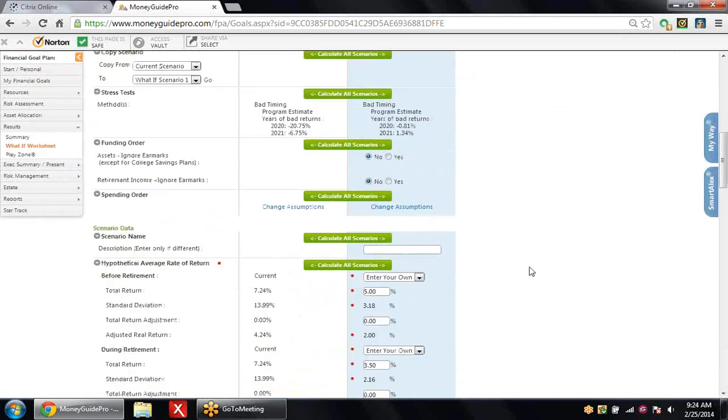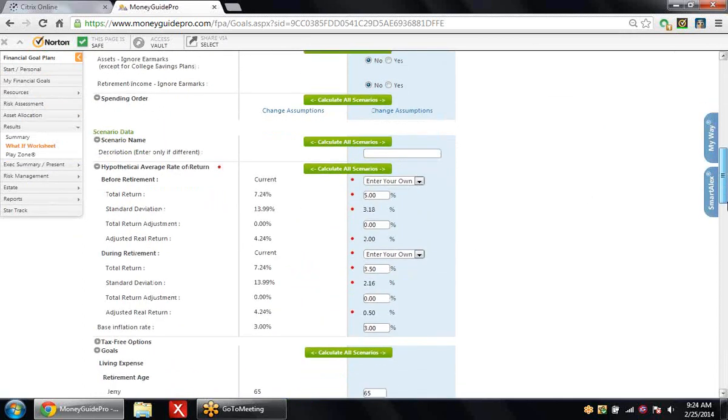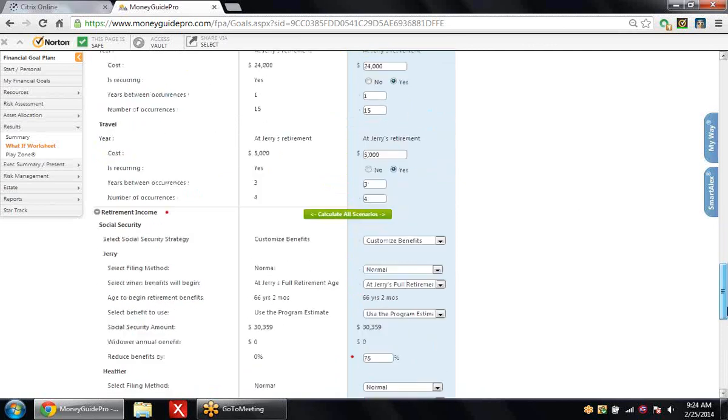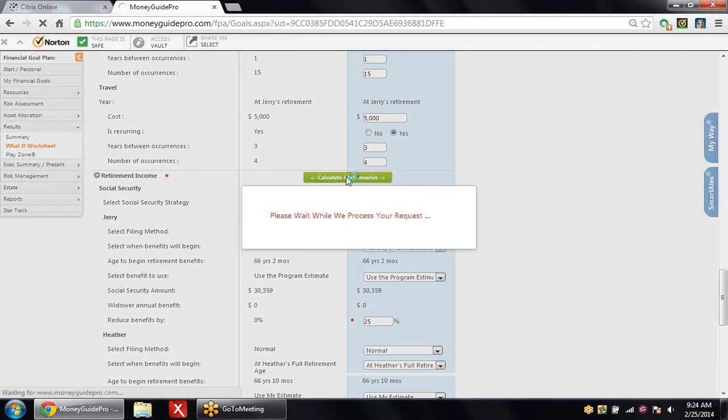during retirement. Let me just double check on that number. Oops, 3.5. And let me move down here again to make sure I do that correctly. I'm sorry, I said reduce benefits by 75%. I should have said reduce benefits by only 25%. I went the wrong way there. But you can see how these calculations are going to impact every scenario.